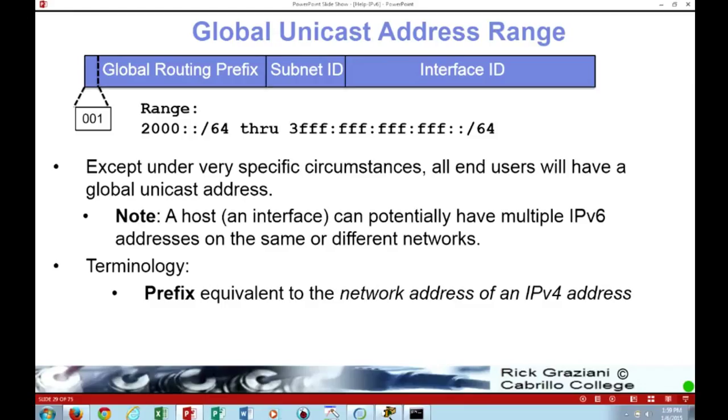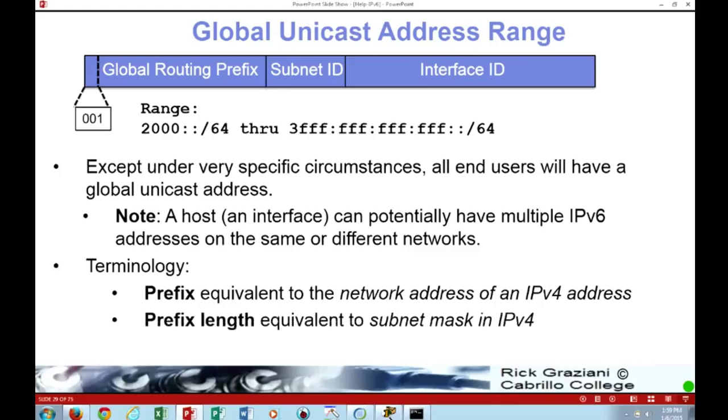Just a little terminology here. In IPv6, we use the term prefix. We mean network address, or the network portion of an address. And we also do that in IPv4, by the way. So that's a prefix. The prefix length is the subnet mask, and we do that using slash notation. I'm going to explain more of that in a moment, but here it's a /64, and I'll talk more about that later.